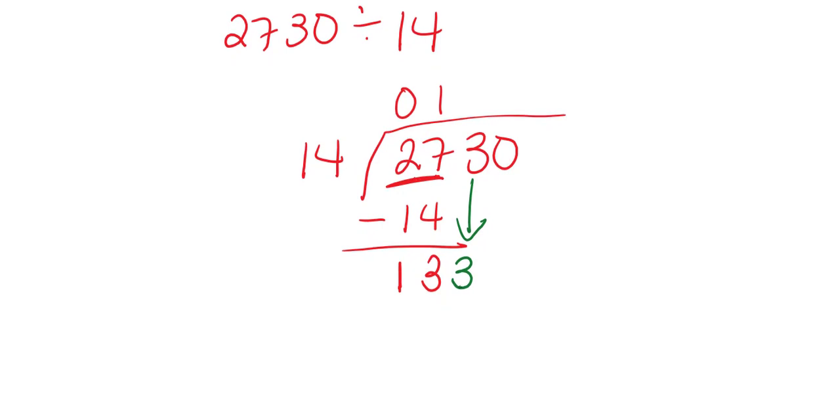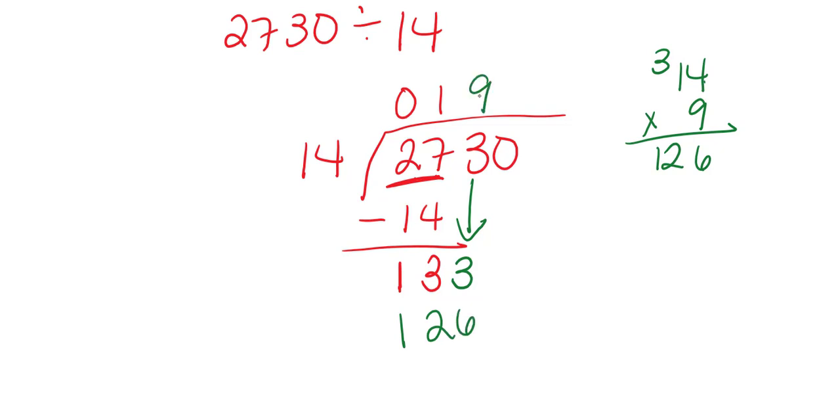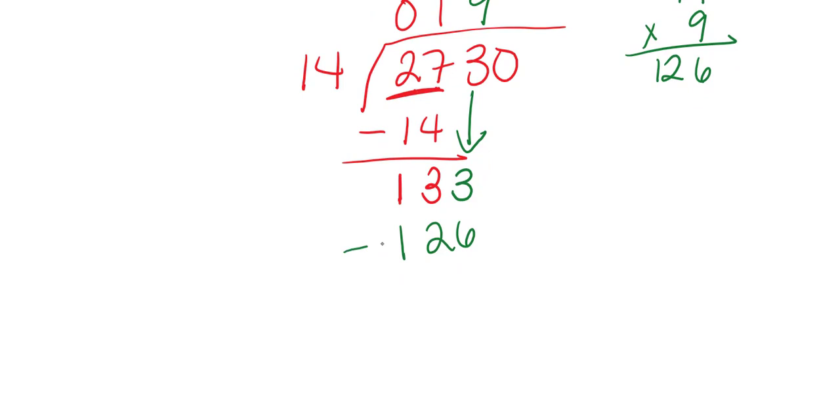And so now we have 14 can go into 133. How many times? Let's do 14 times 9 on the side. 4 times 9 is 36. And 9 times 1 is 9, plus 3, so that's 12. So 126. Now we know it's not 10, because 14 times 10 is 140. So we looked at 9.